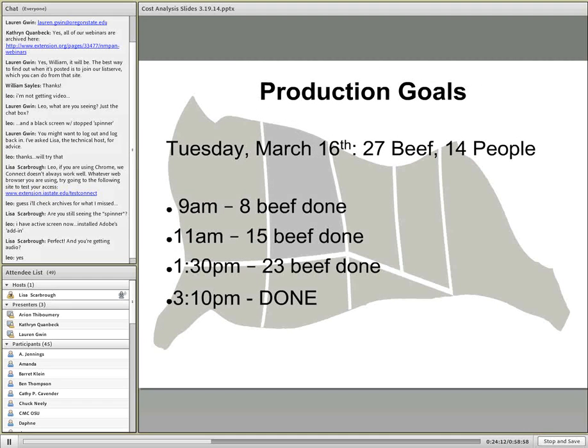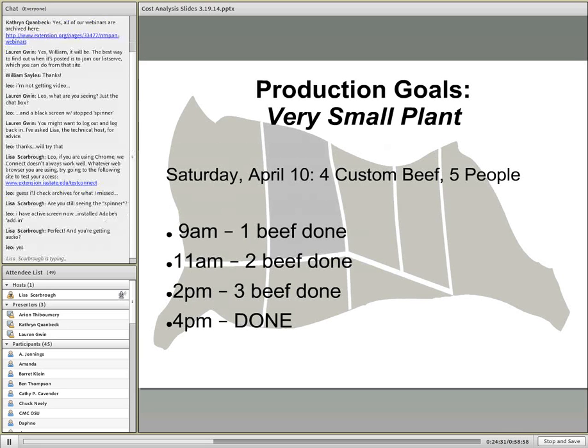So here's an example of a production goal. This is a larger cutting. I'm going to show the next page, one that's just a little bit smaller. I would put the production goals out there at break time, so first break. I'll show you a smaller plant version. It's just simpler. First break, let's say starting at 7. Let's say your first break is at 9.